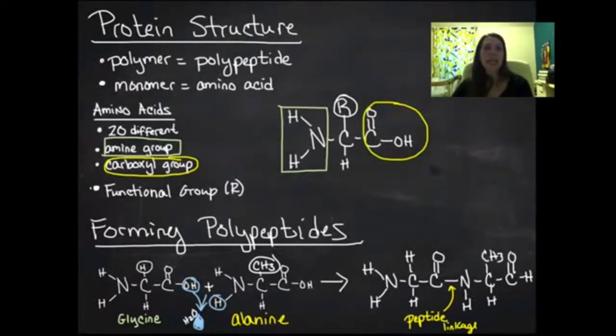So when I say that a protein is a polymer, it's called a polypeptide because basically I'm taking an amino acid and I'm hooking it to another one through a peptide linkage, so it's a polypeptide. So that's how you're going to build your protein chains, right?